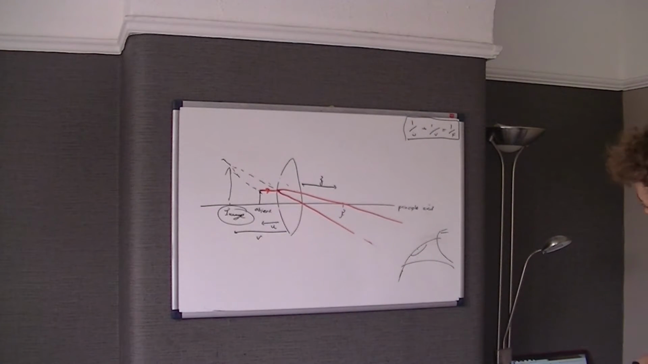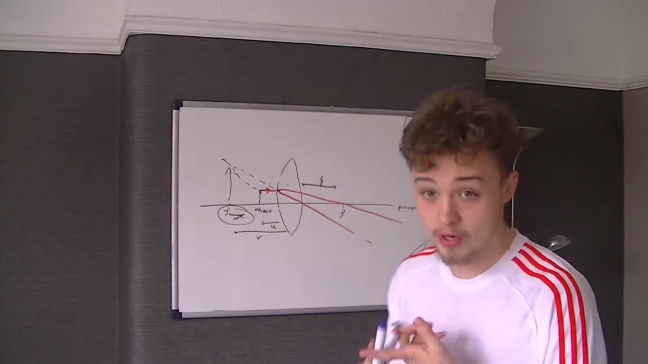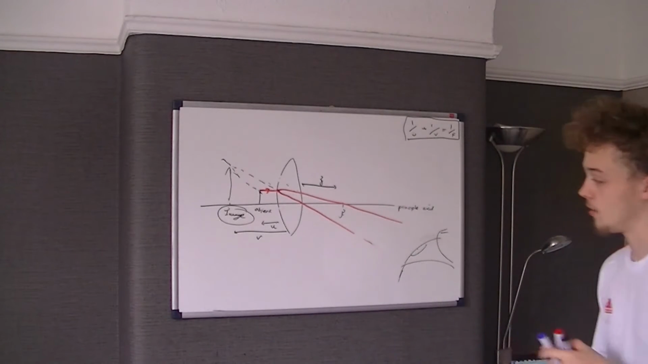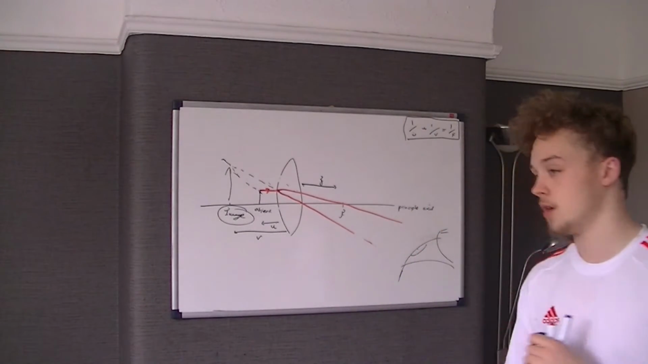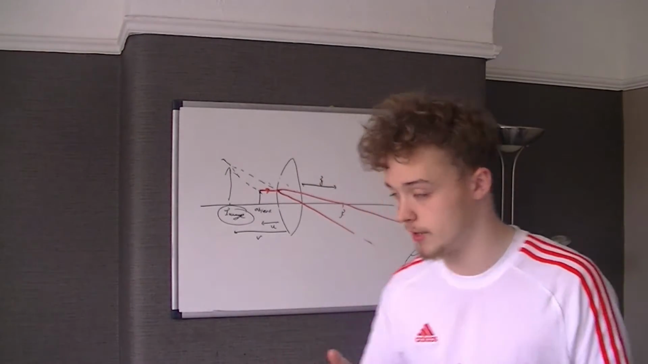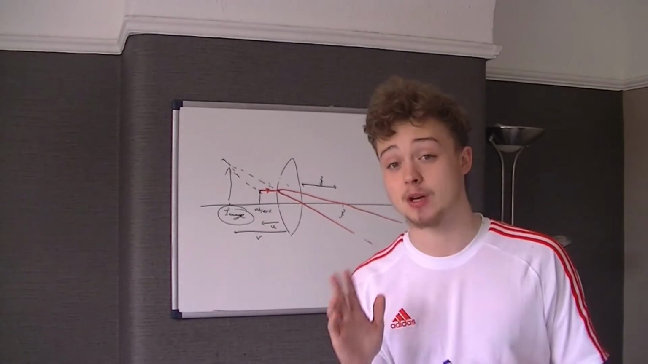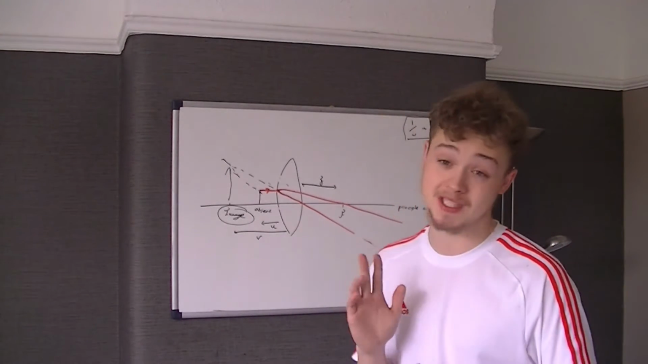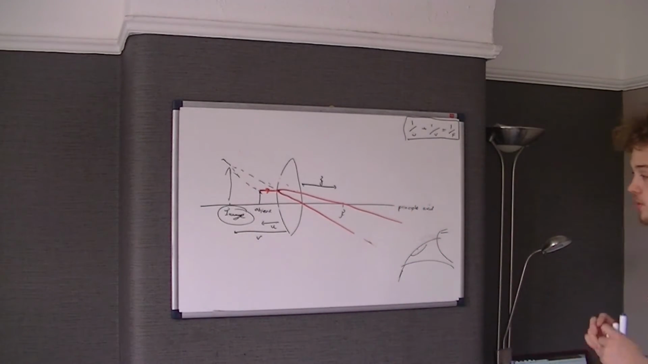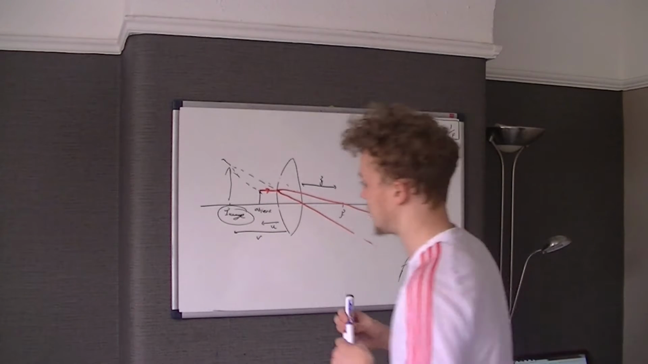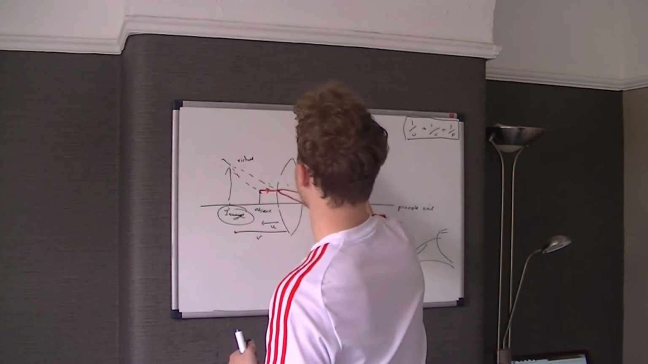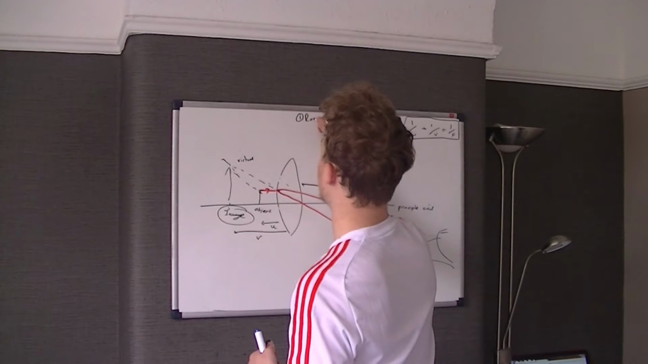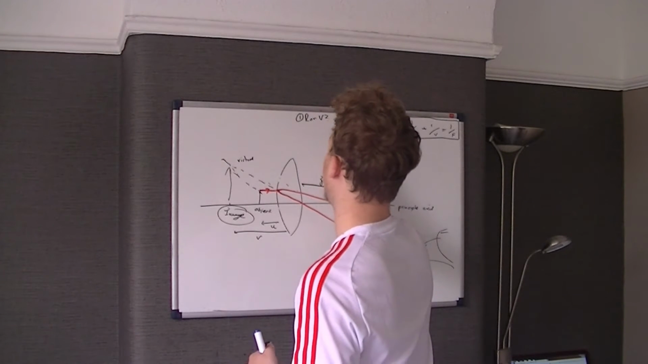Anyway, apart from that, the 3 questions you ask yourself are: is the image real or is it virtual? If it's real, then it's on the opposite side of the lens to the object. If the image is on the same side as the object, then it is virtual. I'll make a note of these questions on the top. So I'll put R or V, real or virtual.